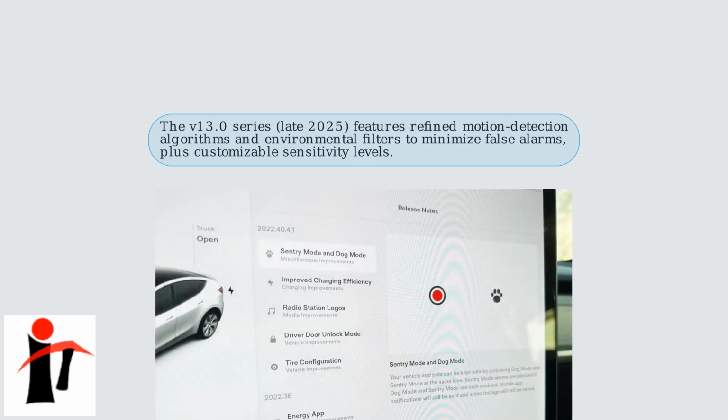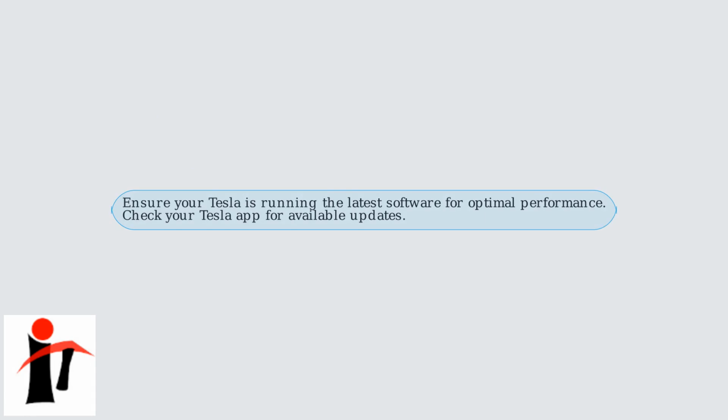A January 2026 patch, v13.0.2, incorporates better environmental filters for extreme weather conditions like heavy rain or wind. To ensure optimal performance, keep your Tesla updated with the latest software. Check your Tesla mobile app for available updates.